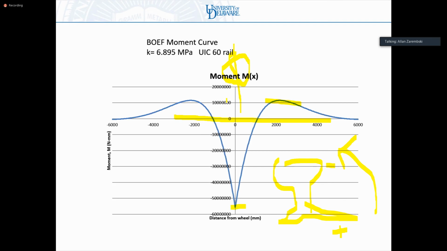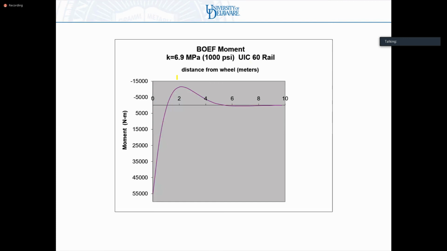Is everybody clear on this? Again, if I were to just take half from x equals 0, here's my moment. You can see the maximum moment is about 55 kilonewton meters.